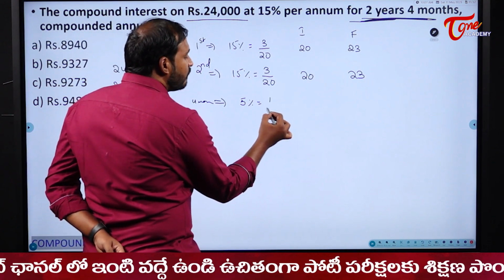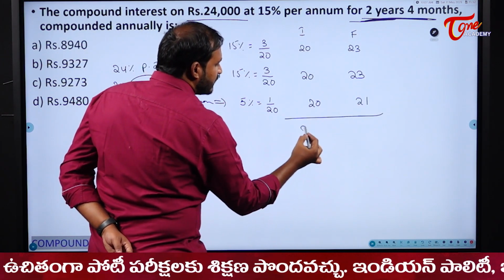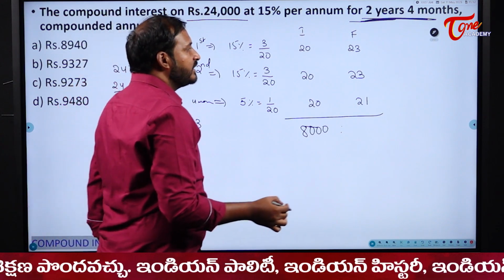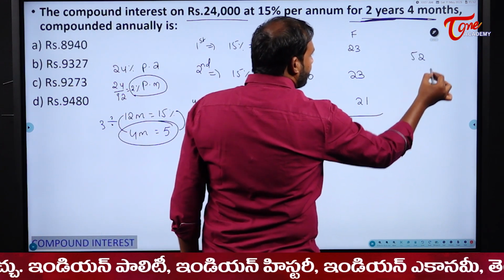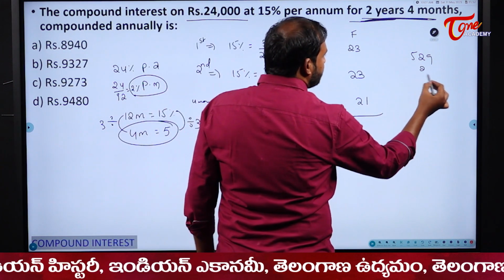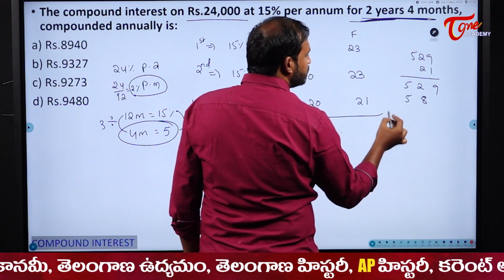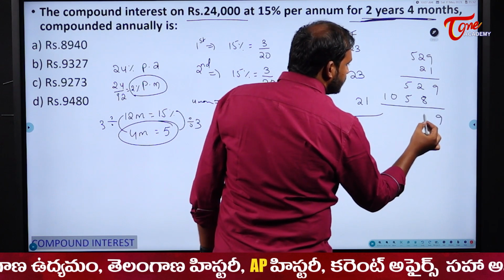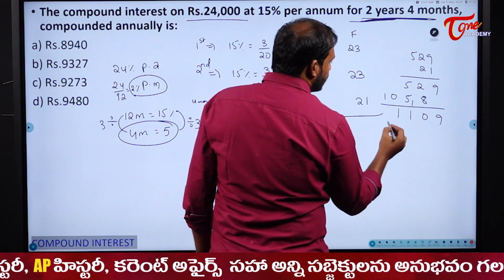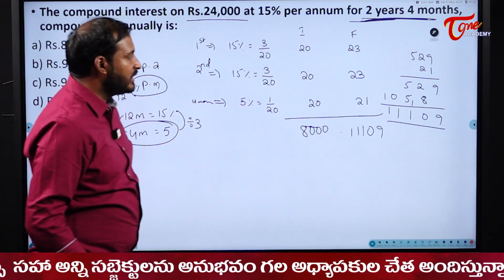5% means what, students? 1 by 20. So it becomes 20 and 21. Okay, good. So this product will become what for me here? 8,000. Why? Because 2 cube into that one. So 23 squared becomes what? 529. 23 square is 529. Next 21. I should multiply it with 529. Next 8, 5, 1, 0, 9, 0, 1, 1 and 1. So this becomes 11109.